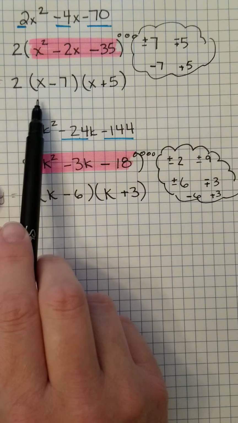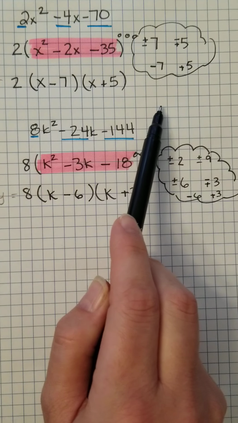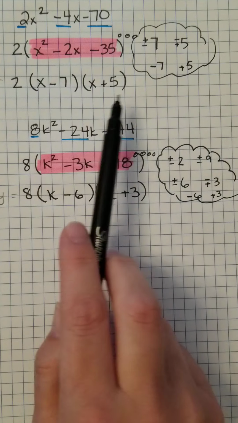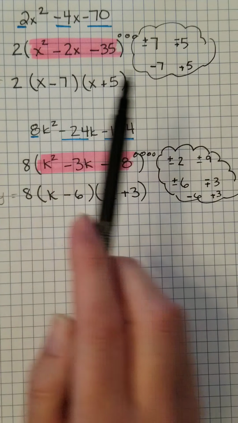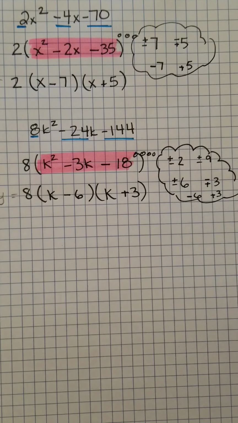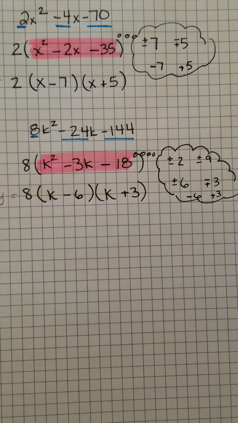And then here it would be x minus 7 equals 0 or x plus 5 equals 0. So your x-intercepts would be positive 7 or negative 5. So that's kind of the reason that we do this, is to find our x-intercepts with regards to graphing or real life situations. Okay, that's it for today.